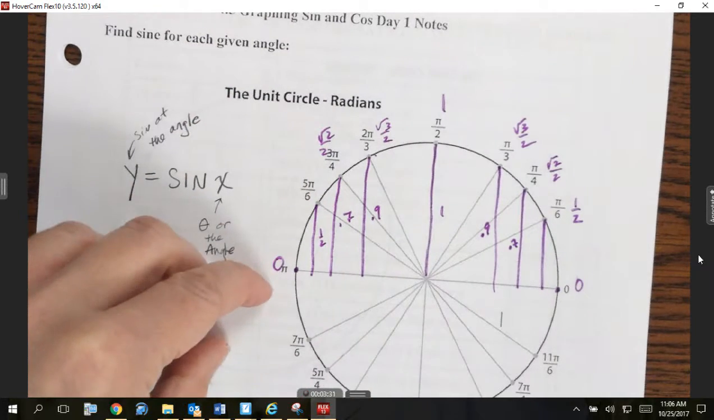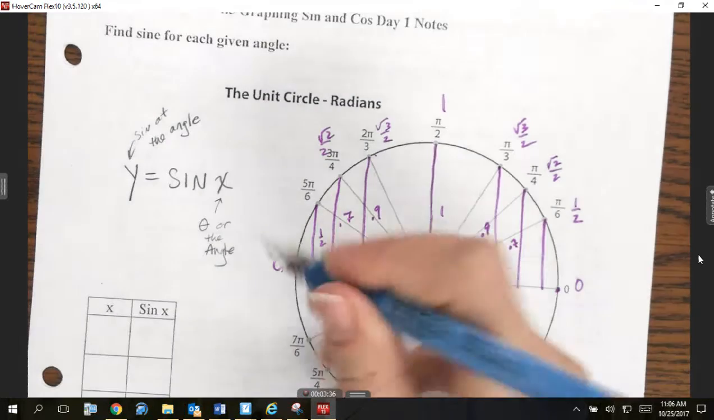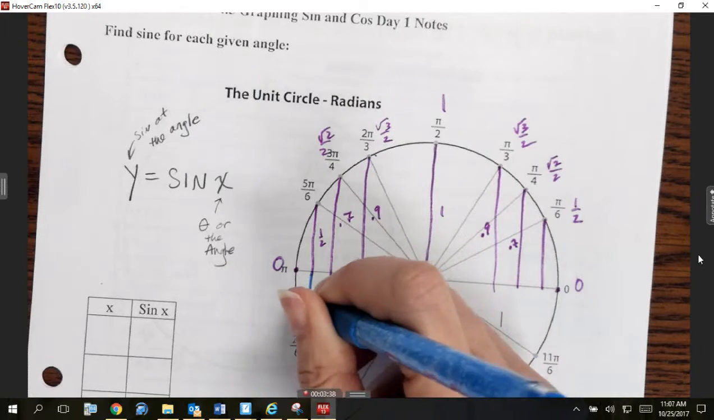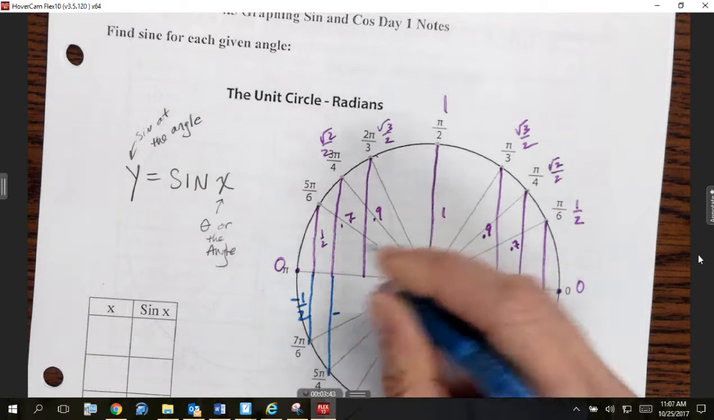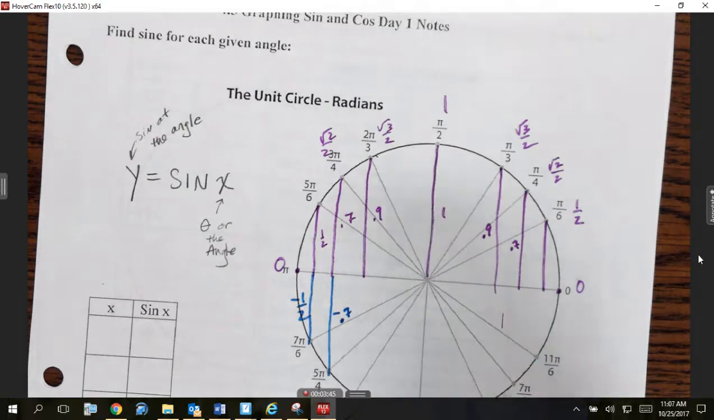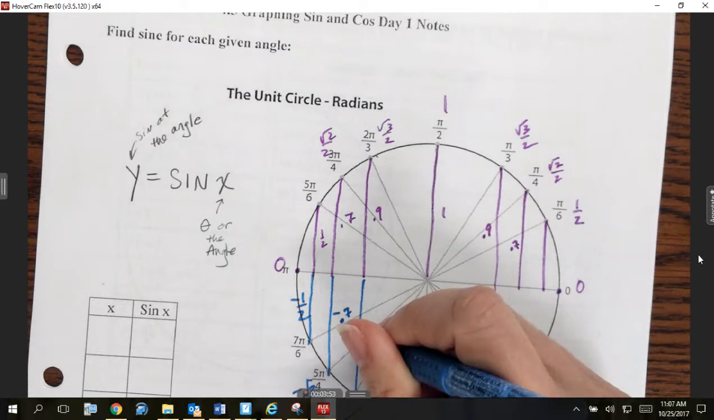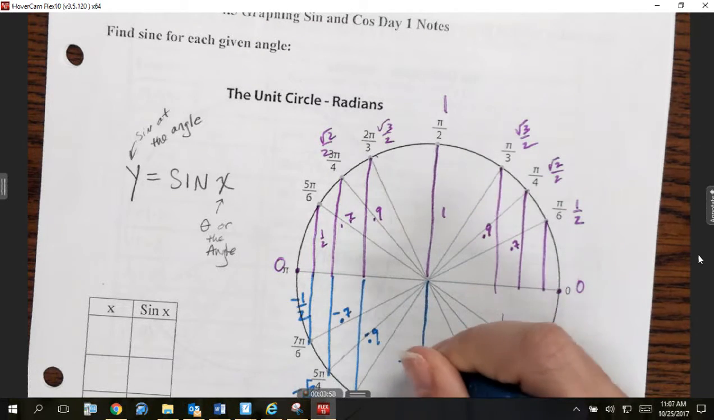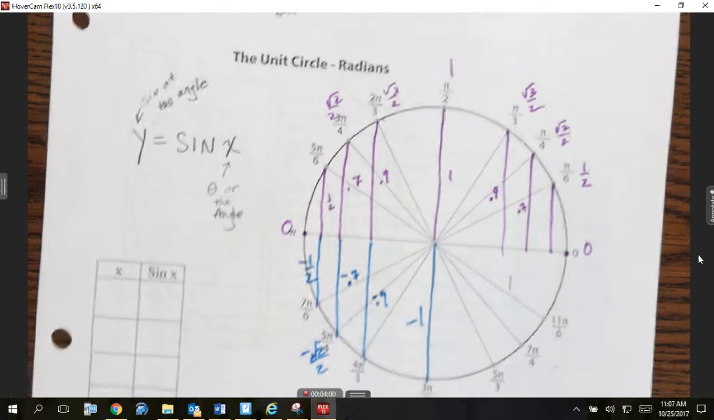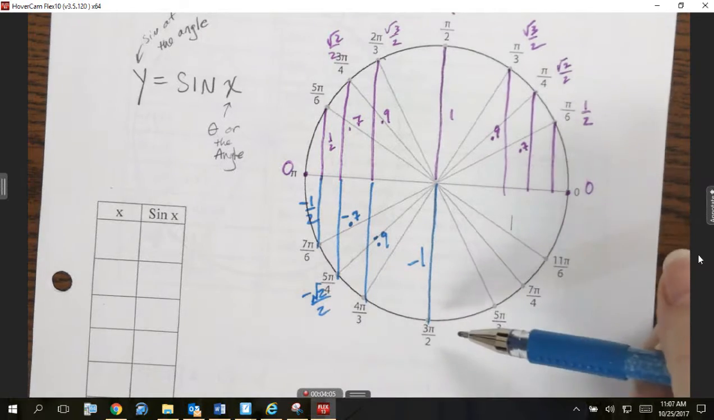Past pi, when we get to 7 pi over 6, what happens to our y values? They become negative. So we're going to be at negative a half. And then it goes down to negative 0.7, which is like negative radical 2 over 2. Then we go to negative 0.9-ish. And then we go down to negative 1. So they're getting more and more negative as we go until we get to negative 1.